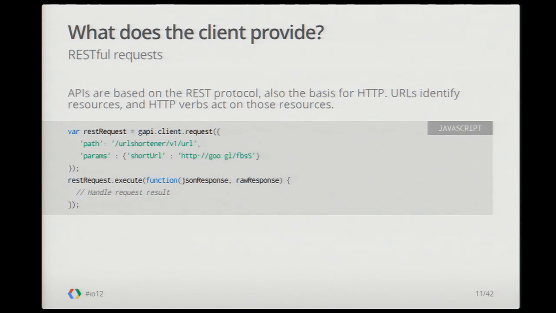And then we pass in a few params to let the API know exactly what we want to do. Since we pass in a short URL, it knows that we want to get back information about this short URL. In particular, what does it expand to? What's the long URL? So when you call gapi.client.request, you get back a REST request object. It hasn't actually made the call yet. In order to make the call, you call execute on the REST request. It's the only method defined on it, and it takes one parameter, a callback function. And I'll be talking about that in a little more detail later as well.